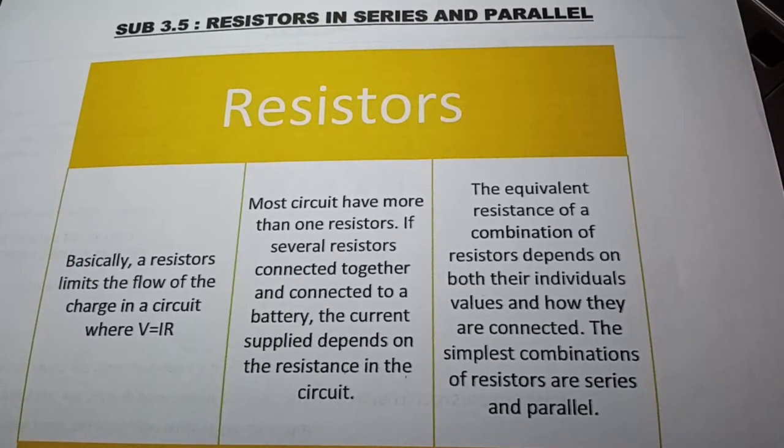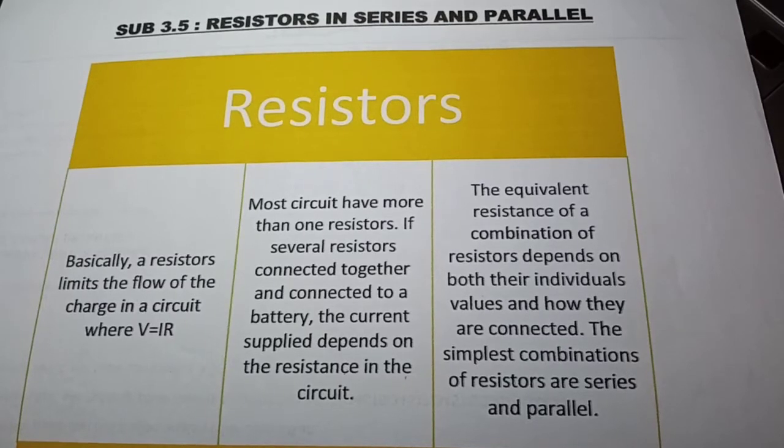Today I will explain about subtopic 3.5 in chapter 3 about resistors in series and parallel. Basically, a resistor limits the flow of charge in a circuit, where V is equal to IR. Most circuits have more than one resistor. If several resistors are connected together and connected to a battery, the current supplied depends on the resistance in the circuit. The equivalent resistance of a combination of resistors depends on both their individual values and how they are connected. The simplest combinations of resistors are series and parallel.